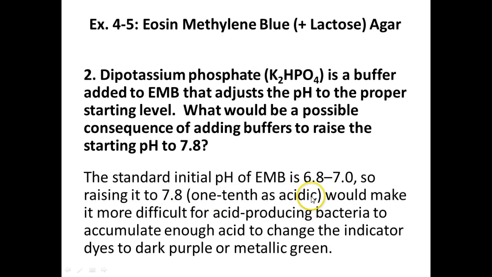So we're creating a problem here, right? It's supposed to be around neutral or a little bit less than neutral. If we go up even just this small amount, it'd be more difficult to determine if they actually produce those acids. We're going to be less likely to get those color changes, right?